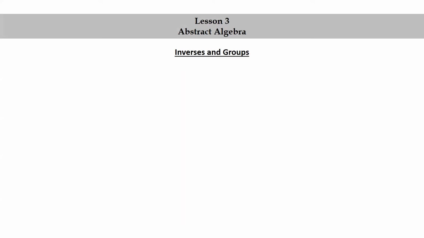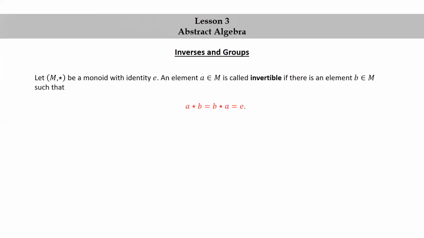Inverses and groups. Let M, star be a monoid with identity E. An element A in M is called invertible if there is an element B in M such that A star B equals B star A is equal to E. A group is a monoid in which every element is invertible.